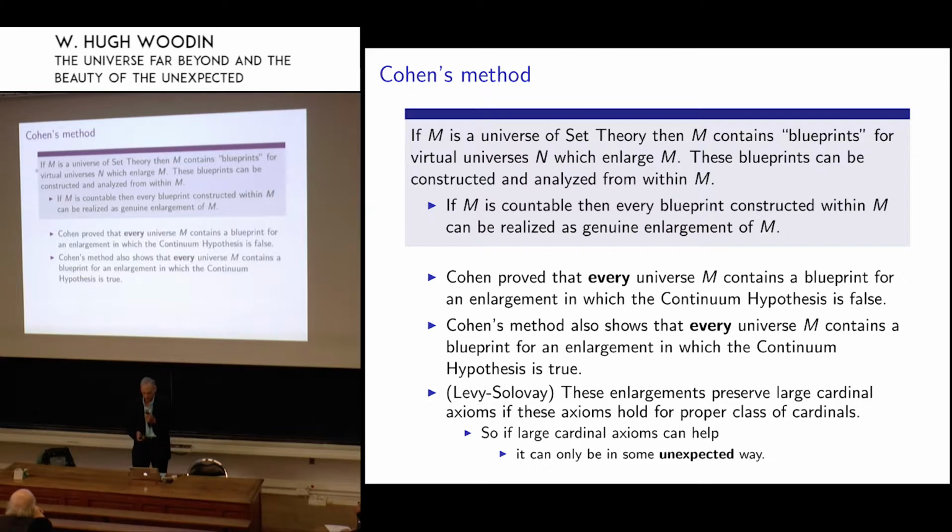So that's a problem. Now, Levy and Solovay showed in the late 60s that these enlargements preserve large cardinal axioms, if those axioms hold for a proper class. So if large cardinal axioms can help, it has to be in some unexpected way. So the dream that you'd resolve the continuum hypothesis by invoking a strong notion of infinity looks quite dubious.